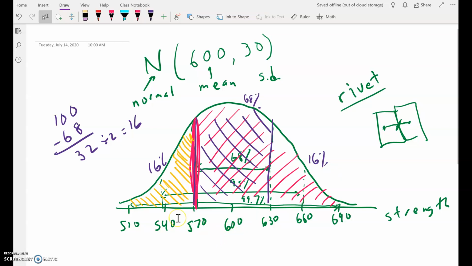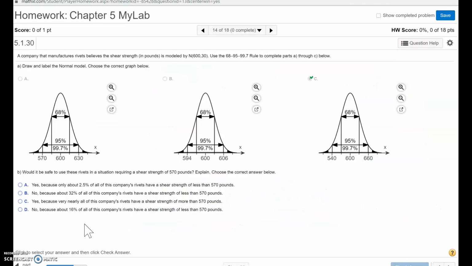You can say, well, if you feel like taking a 16% chance of your rivet failing, then go ahead and use these rivets on something that requires 570 pounds of strength. But if it's something where if the rivet fails, someone might die because of it, or someone's injured, then definitely don't take that 16% chance. All right. So anyway, let's go back to the question and look at their answers.